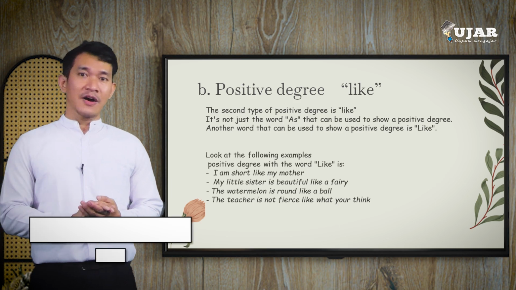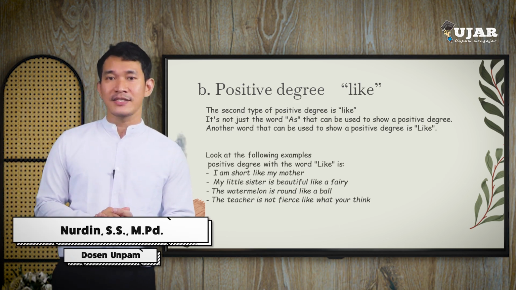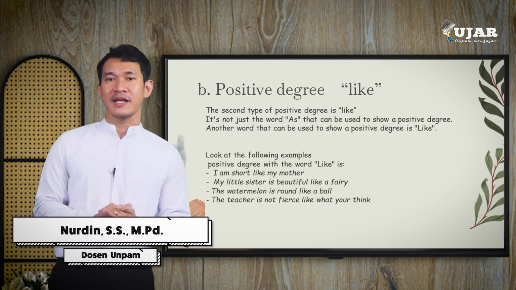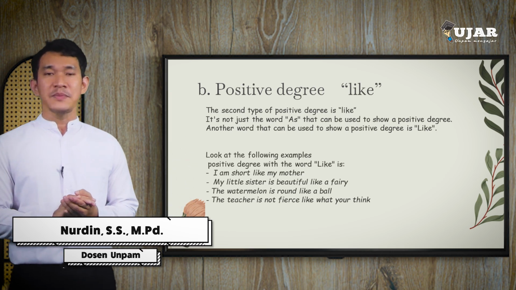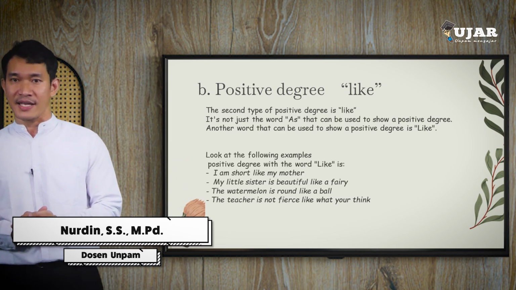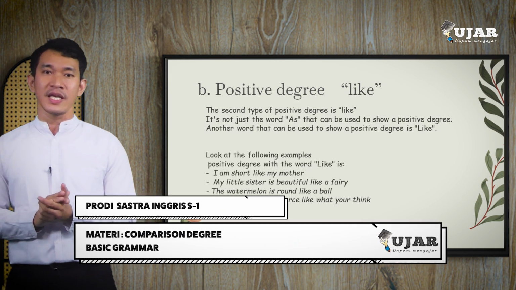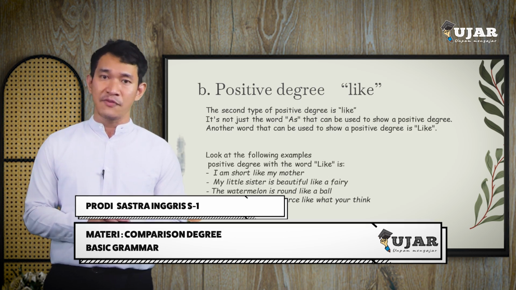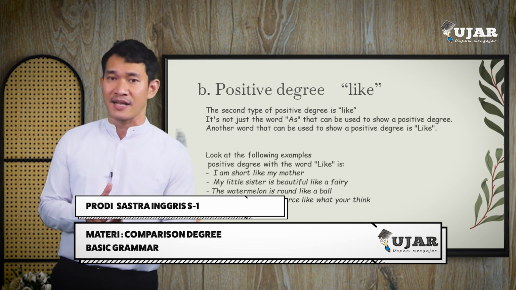The second type of positive degree is like. It's not just the word as that can be used to show positive degree. Another word that can be used to show positive degree is like. This word is usually used to compare one object to another, so the difference between the objects can be clear.